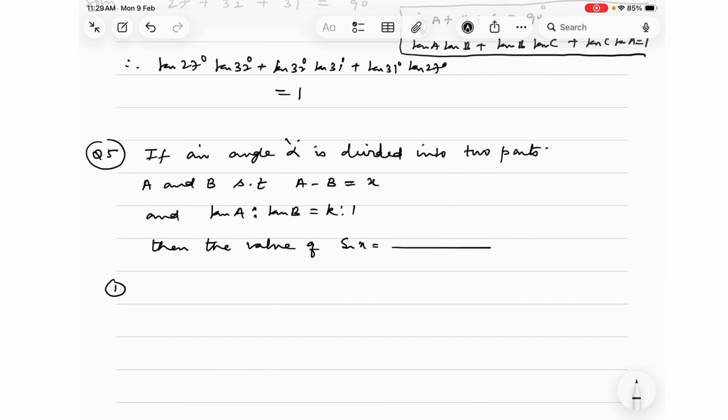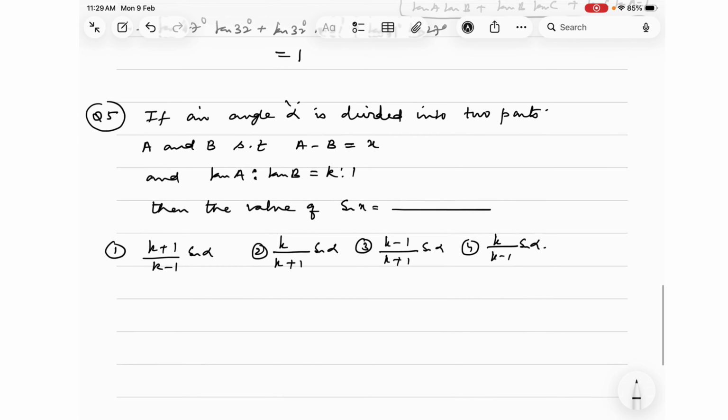Now the options given are: first option, k plus 1 by k minus 1 into sin alpha; second option, k divided by k plus 1 into sin alpha; third option, k minus 1 by k plus 1 into sin alpha; fourth option, k divided by k minus 1 into sin alpha. Very good question. Find the value of sin x.